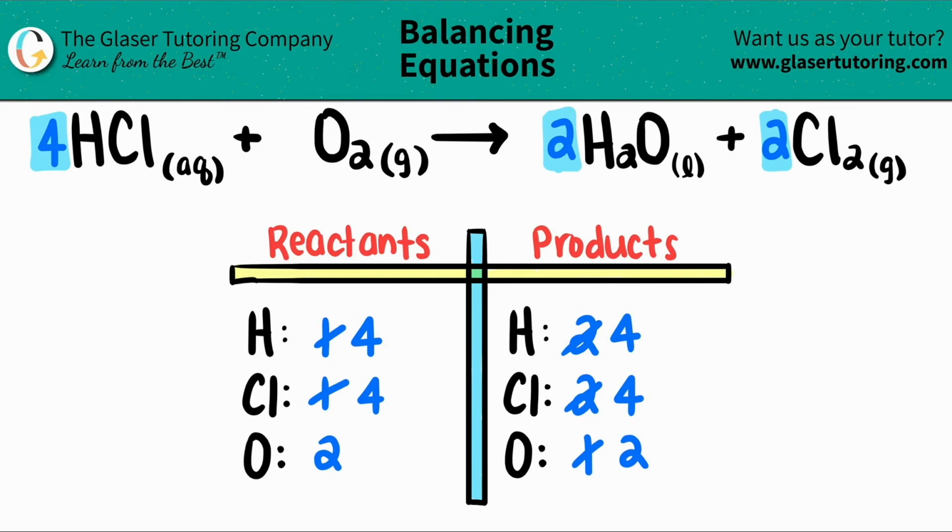So the balanced equation is 4 HCl's plus 1 O2, which will produce 2 H2O's and 2 Cl2's, and you are done.